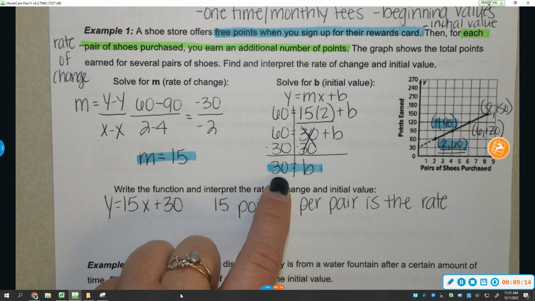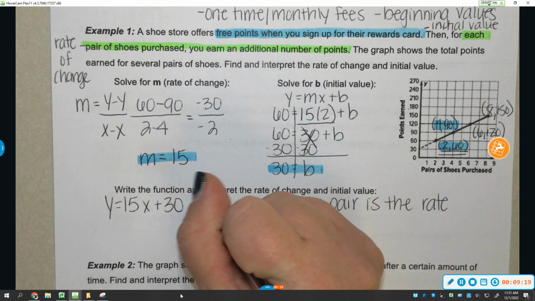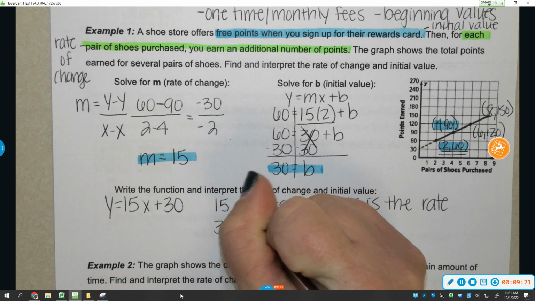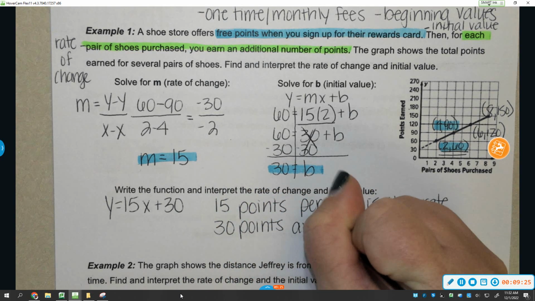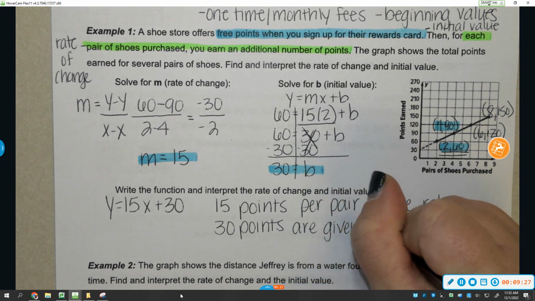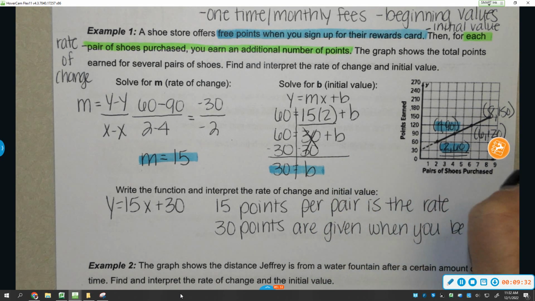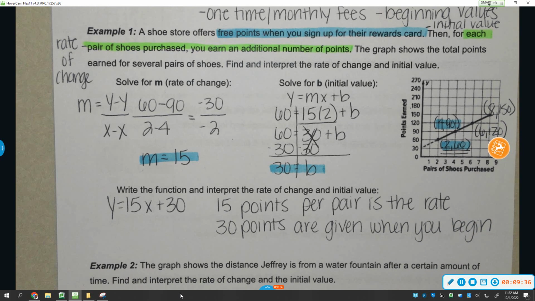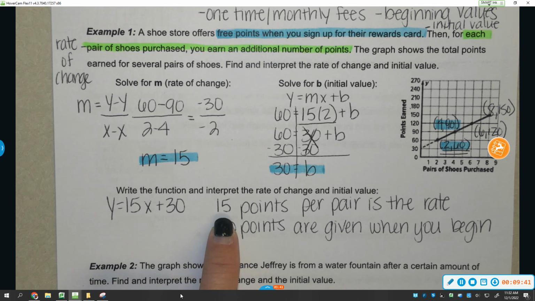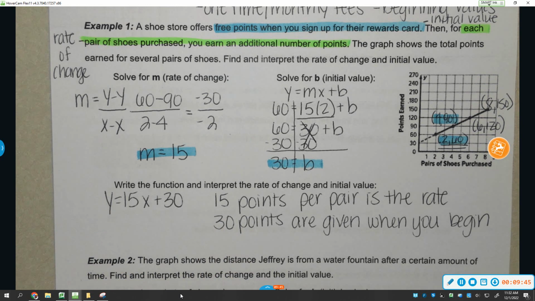This 30 goes along with those free points at the beginning. So 30 points are given when you start or when you begin. Alright, so you start off with 30 right away. It doesn't matter if you buy a pair of shoes or not, but then after that they give you 15 points for every new pair of shoes you buy.